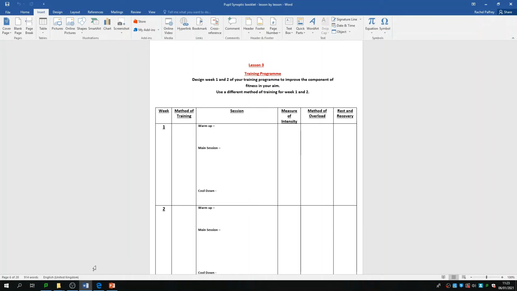And for your rest and recovery, you would find your pulse rate, then write down what your heart rate is at the end, and then mention how long it would take you to get back to your resting heart rate.